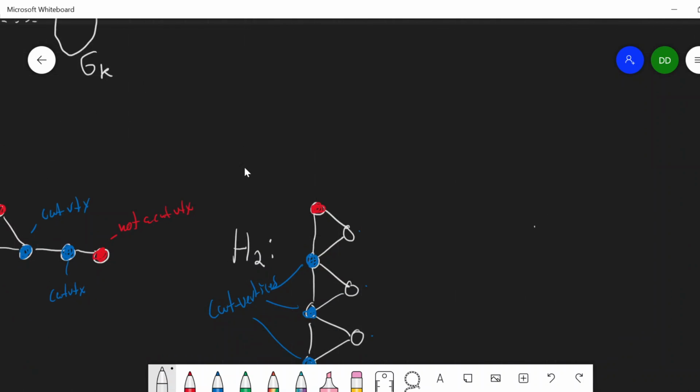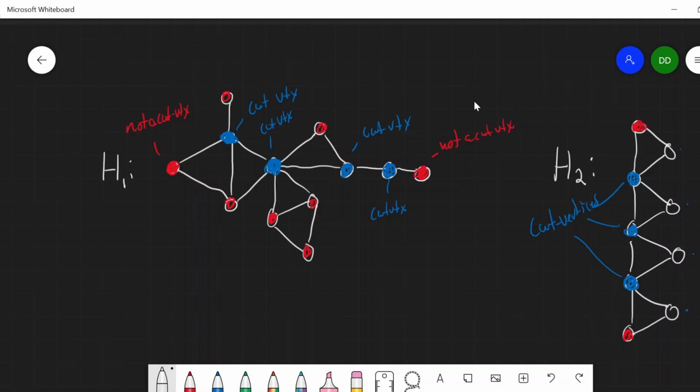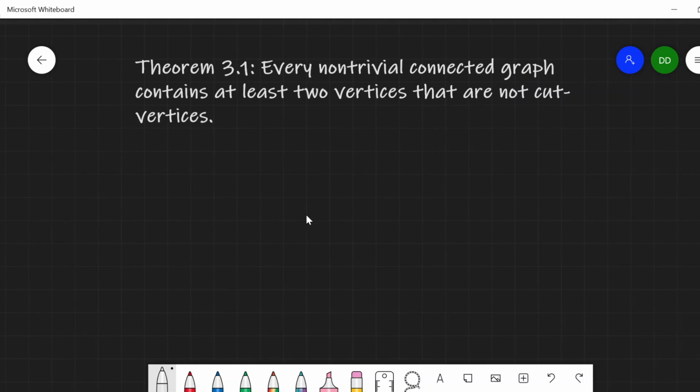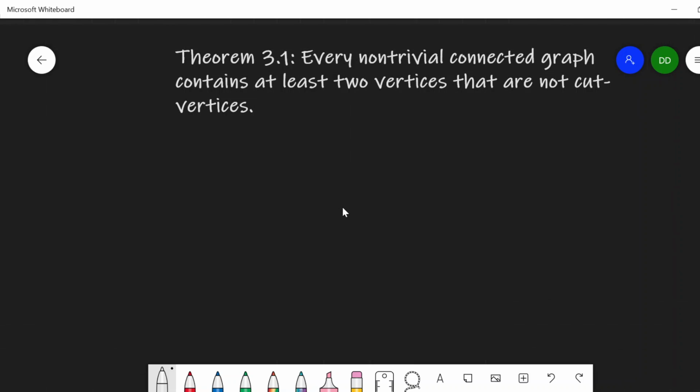So what is this proof going to entail? The idea is to look at a longest path in the graph, and the ends of that path are necessarily not cut vertices. So that's sort of the idea here. So, proof. We'll let G be a non-trivial connected graph.